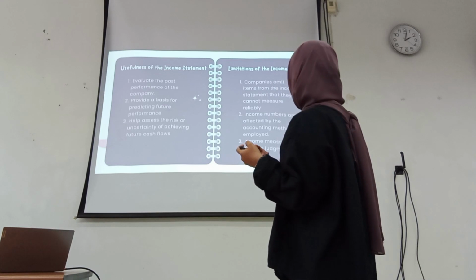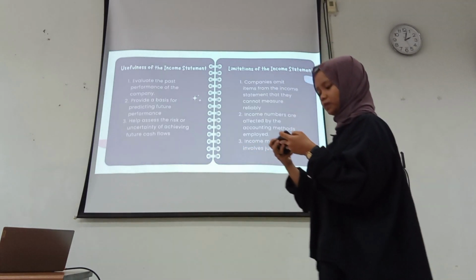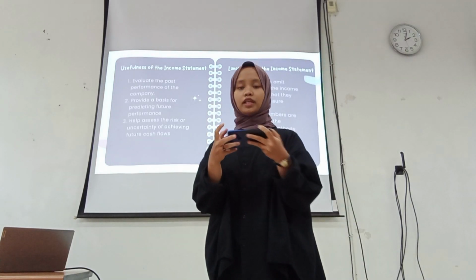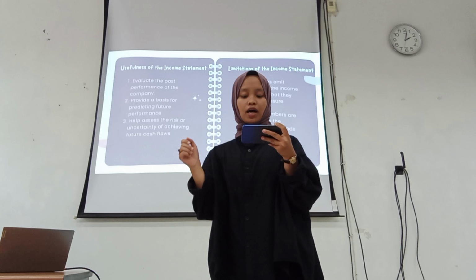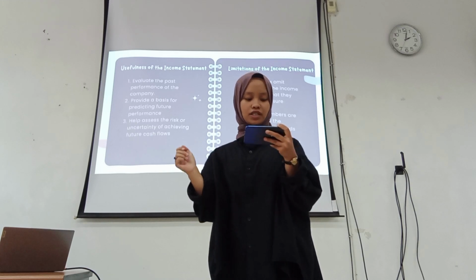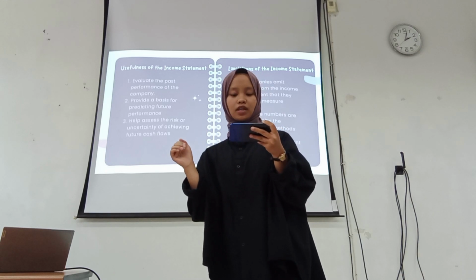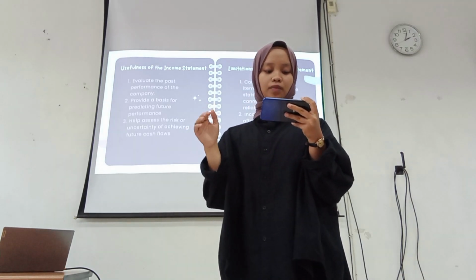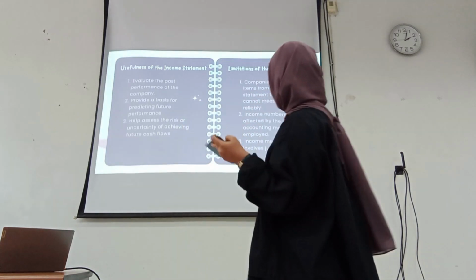Number two, income numbers are affected by the accounting method employed. One company may depreciate its plant assets on an accelerated basis, another chooses straight-line depreciation. Assuming all of their figures are equal, the first company will report lower income. In effect, we are comparing apples to oranges.